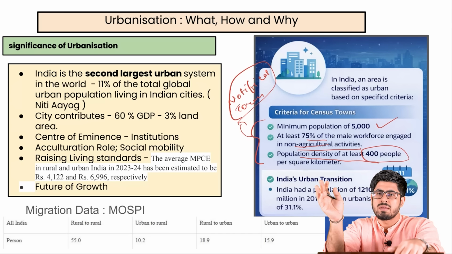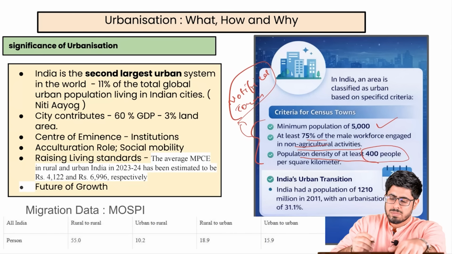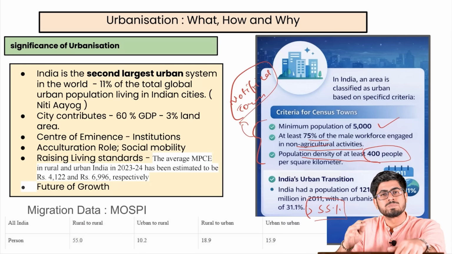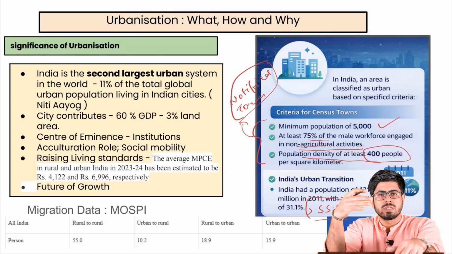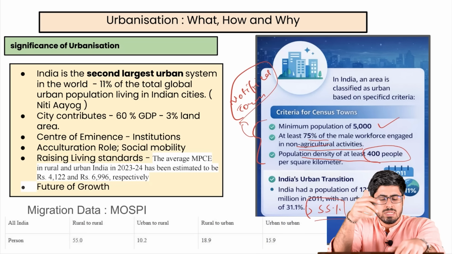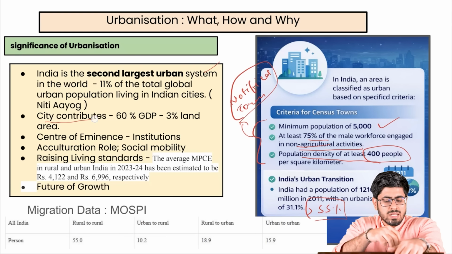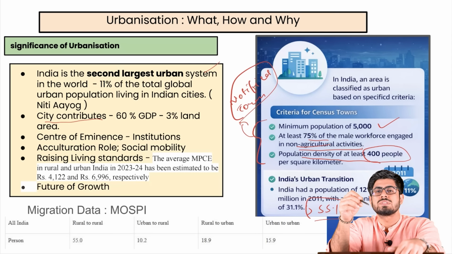But still we are way below the global average. As per the World Bank's data, around 55% of the global population is actually living in urban areas. So there is still much more way to go. But why is it so important? It is because it is the primary driver of economic growth. Cities in India contribute 60% of the GDP of India, despite occupying only 3% of the total space.